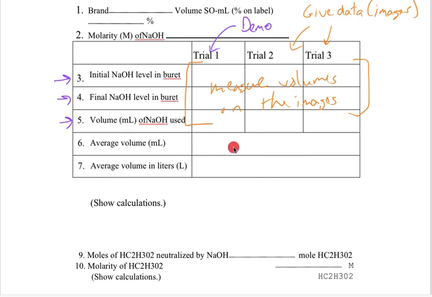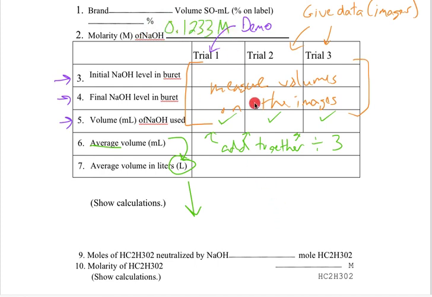Now once you've measured those volumes, then what you're going to do is you're going to average those. And what you do is, to average, right, you add them together. And since there are 3 trials, then you're going to divide by 3. And then notice here you have to convert from milliliters to liters. And then this is the data that you'll use for the calculations down here. One other piece of information that's needed is the concentration of the base, which is that value. So you'll use this value for these calculations as well.